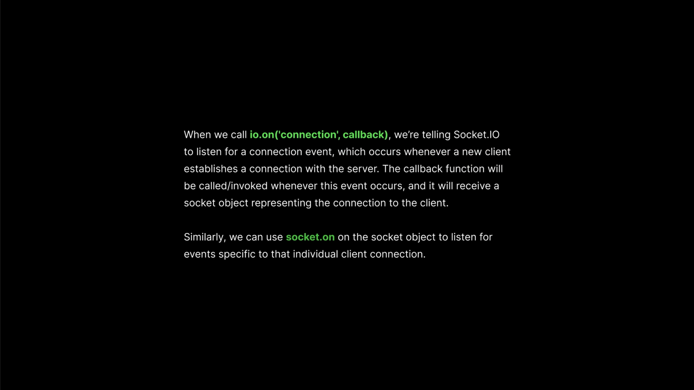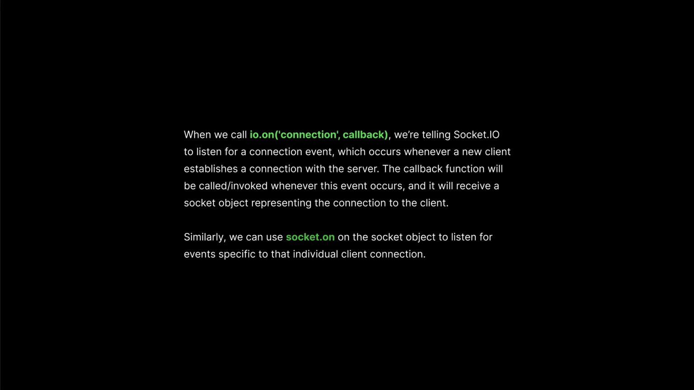When we call this method, we are telling the socket.io to listen for a connection event which occurs whenever a new client establishes a connection with the server, and the callback function will be called whenever this event occurs, and it will receive the socket object representing the connection to the client. Similarly, we call the socket.on on the socket object to listen for the events specific to that individual client connection. Okay, so this is what we are doing behind the scene.